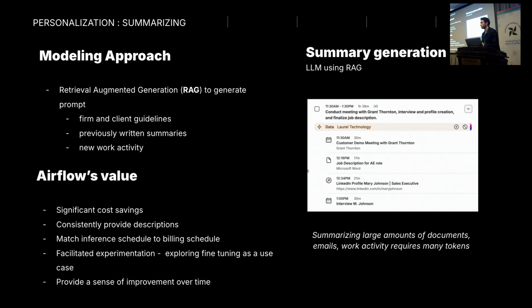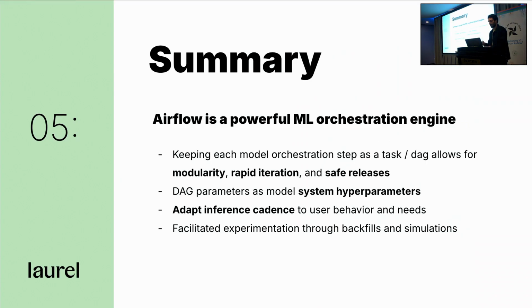One use case we've been exploring is fine-tuning these models, and Airflow just makes it very easy. We train the models, save the new API endpoint that should be used, and access that. So as a summary, Airflow has been a very powerful orchestrating tool for all of our machine learning workflows. Keeping each component modular is great for iteration and safe releases. One of the insights was that we really need to think of our entire machine learning system as our model, not just the individual artifacts. And there's a very neat parallel between DAG parameters and model system hyperparameters. And then adapting inference to the cadence of usage.